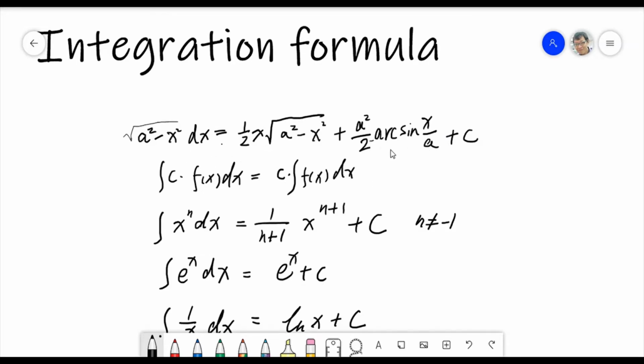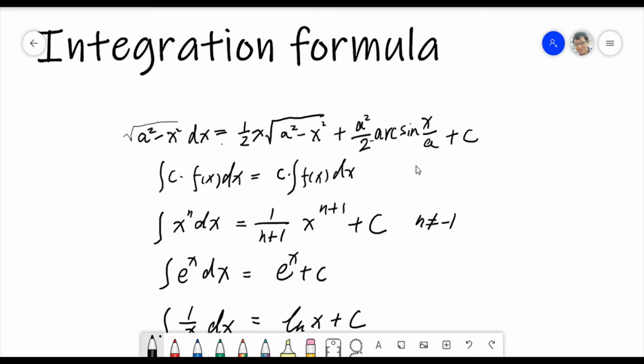I'm wondering, do you still remember what arcsine is? If you forget, you have to check my previous session. I think this is quite important, the missing formula. So the square root of a squared minus x squared integral is equal to 1/2 x times the square root of a squared minus x squared plus a squared over 2 times arcsine x over a plus c.